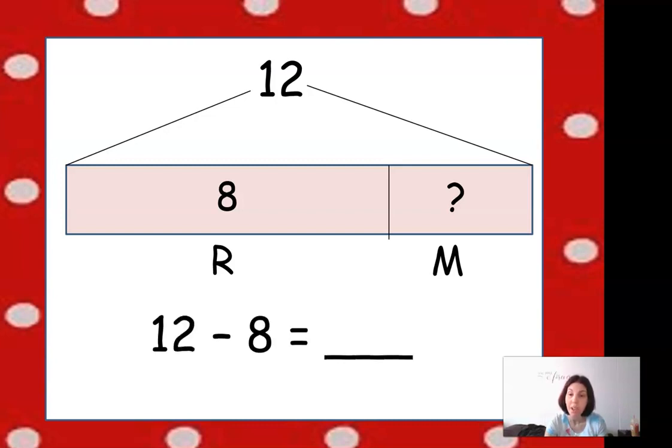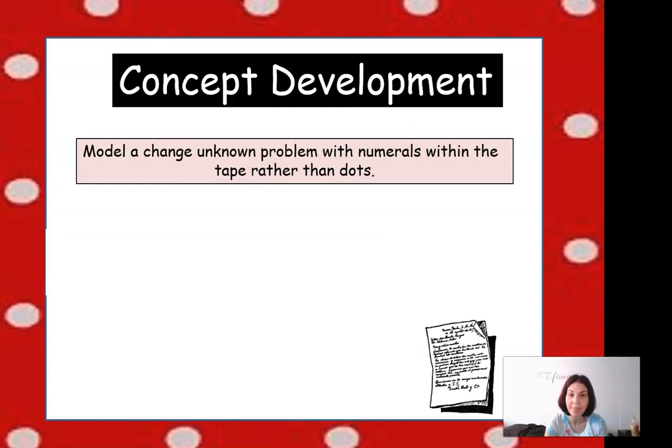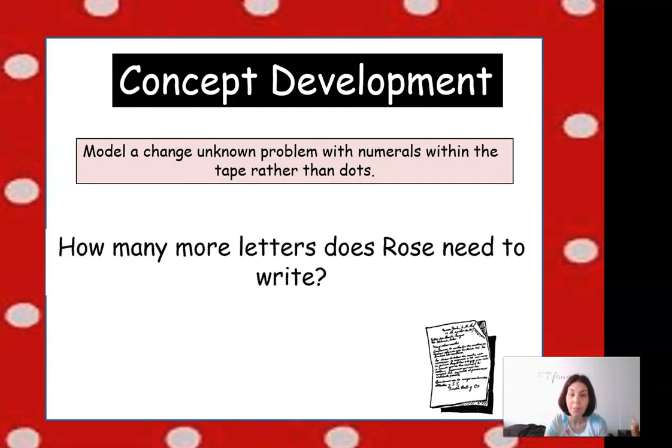So we could also solve this by doing subtraction. We could say 12 minus 8 equals this number here. What is 12 minus 8? 4. Very good. How many more letters does Rose need to write? 4 more letters. Rose needs to write 4 more letters.